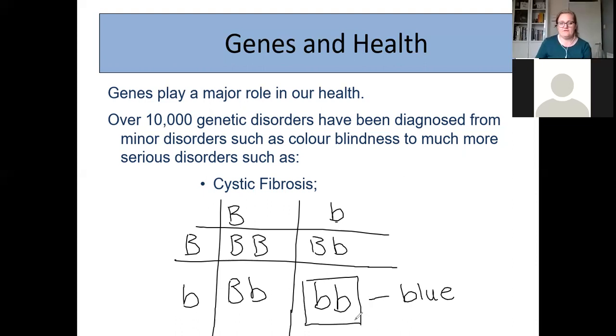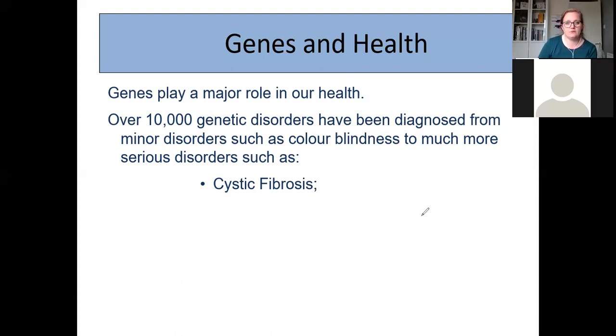both copies of a recessive gene, and that's how cystic fibrosis works. You need to have both copies of a recessive gene. So we have cystic fibrosis.